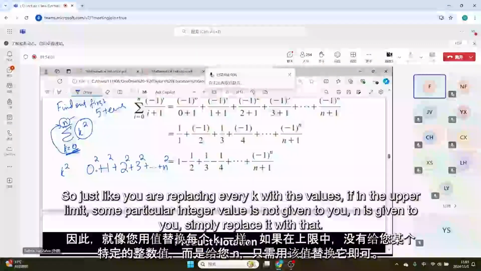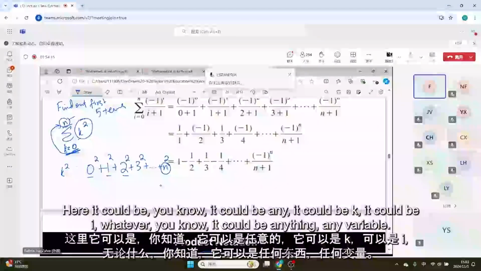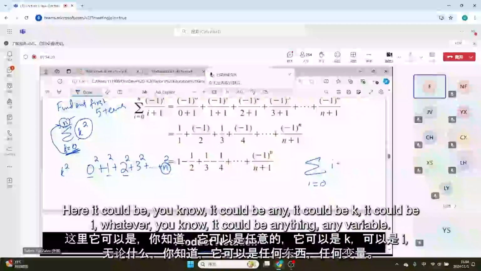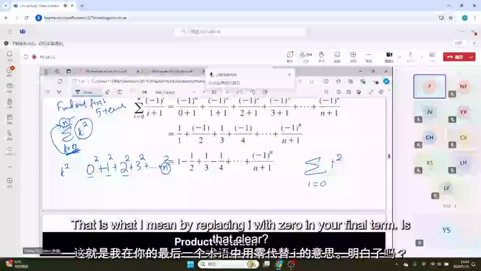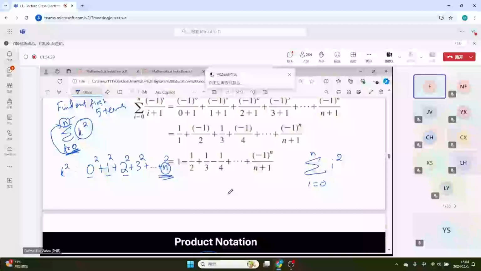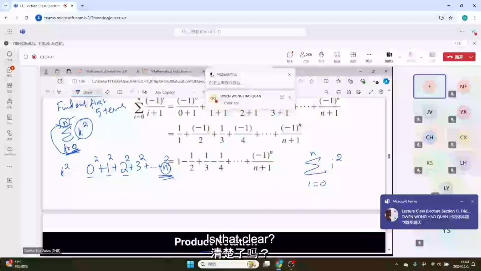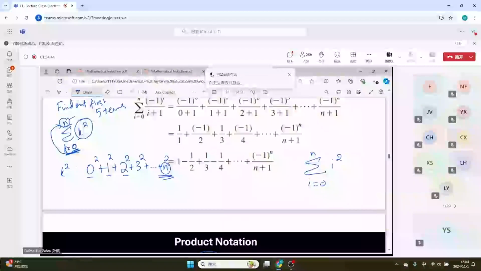Just like you are replacing every k with the values, if in the upper limit a particular integer value is not given to you and n is given to you, simply replace it with that. Here it could be k, it could be i, whatever, it could be any variable. That is what I mean by replacing i with the value in your final term. Is it clear? I hope it is clear.